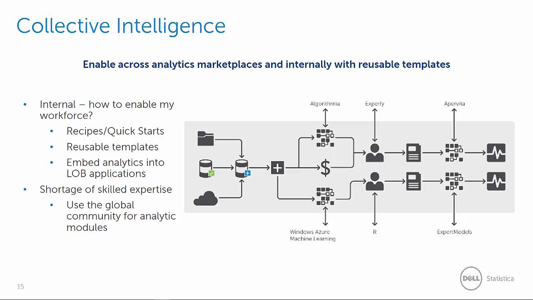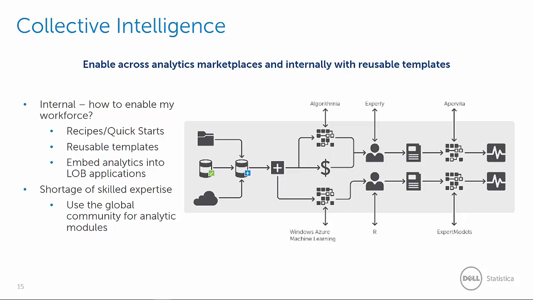One of the key differentiators is around collective intelligence. As the user community for advanced analytics grows, it's critical to help data scientists and citizen data scientists alike to scale their efforts and deliver value quicker. By integrating Statistica with application and algorithm marketplaces, we make it easier for our users to tap into the wisdom of crowds and leverage a wider community of experts.